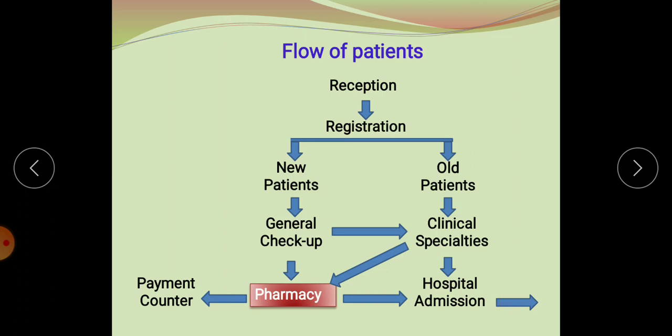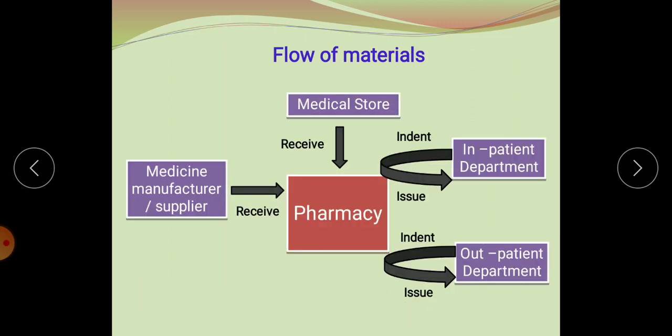So this is the total flow of patients. The only difference between the new patient and the old patient is this general checkup. The new patients have to follow the general checkup stage. They have to go through this step first of all. But in the case of the old patients, as they are already in a treatment procedure, they directly visit the clinical specialties. So this is the total flow of patients within a hospital.